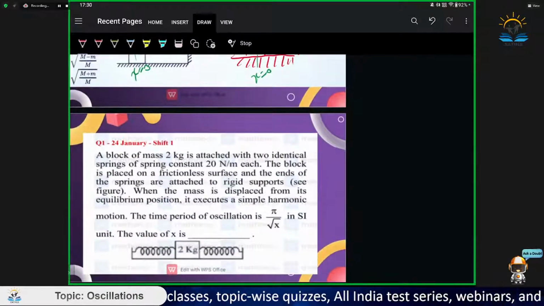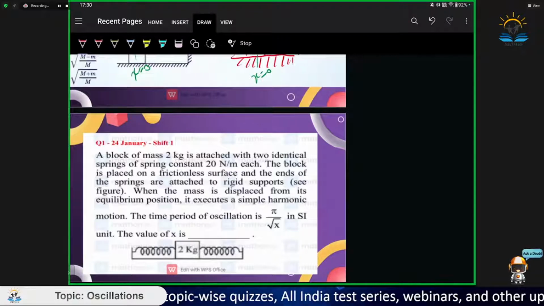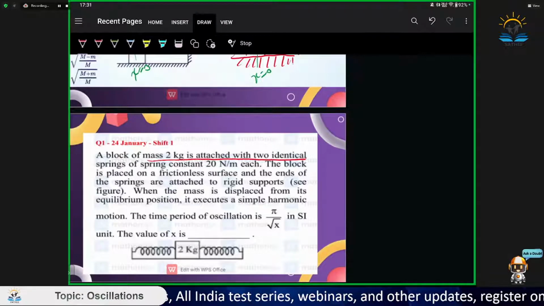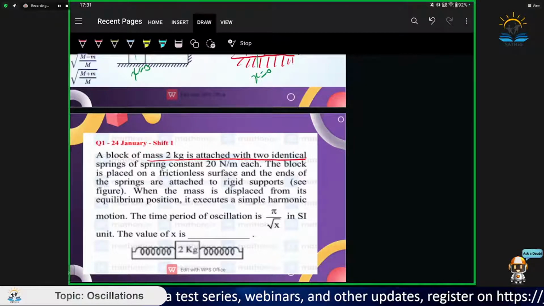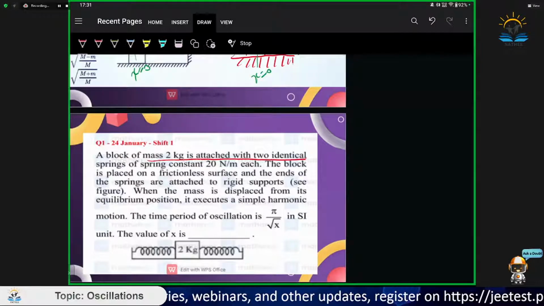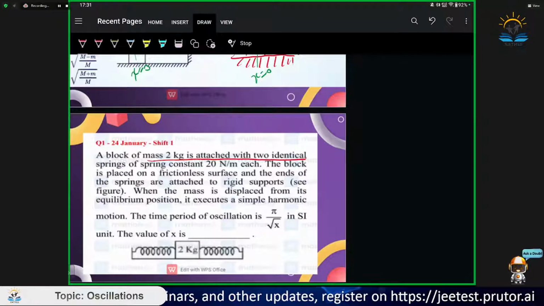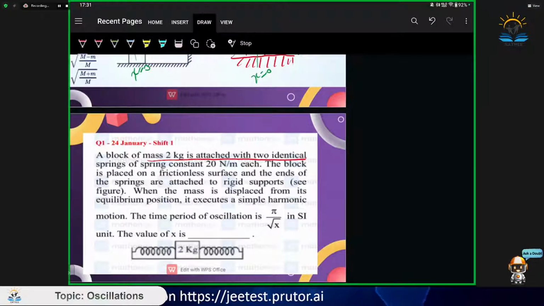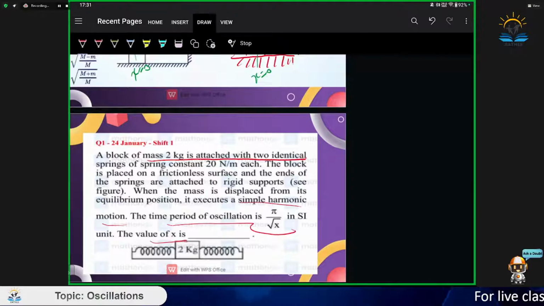Let's see, we have another question here from the spring block system. A block of mass 2 kg is attached with two identical springs of spring constant 20 Newton per meter each. Spring constant is given, mass of the block is given. The block is placed on a frictionless surface and the ends of the springs are attached to rigid supports. When the mass is displaced from its equilibrium position, it executes simple harmonic motion. The time period of oscillation is given, we need the value of x. Oh, it's very simple, right?